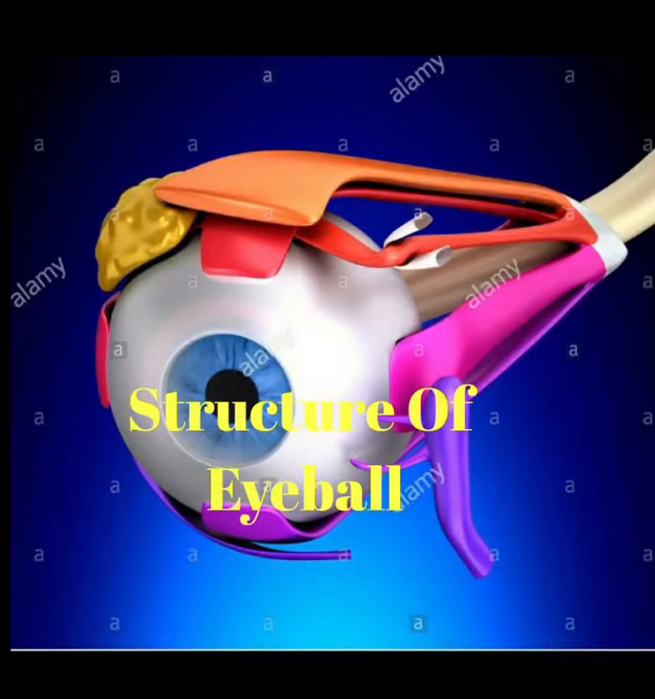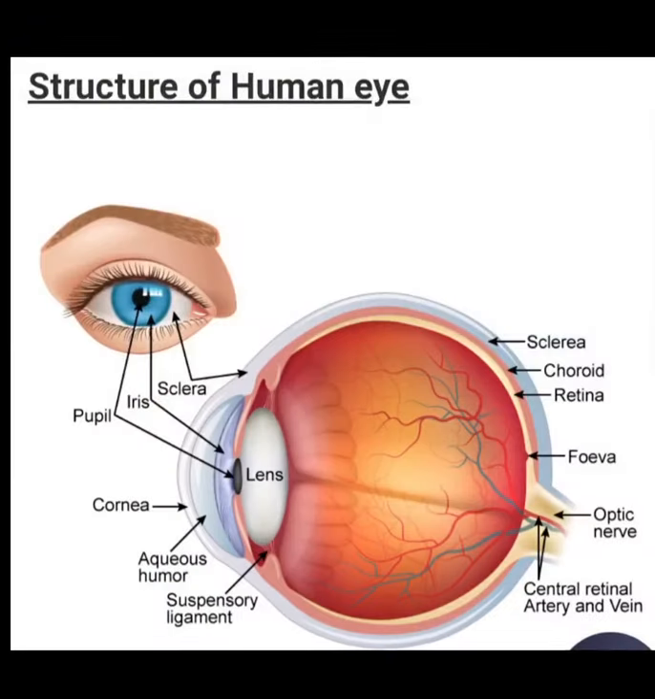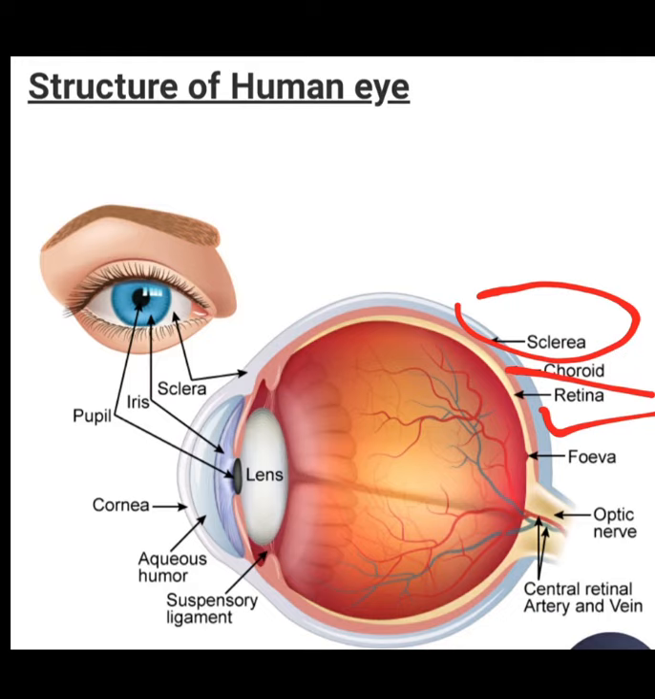Structure of the eyeball. The wall of the eyeball is made up of three concentric layers: the outermost sclerotic layer, or sclera, the middle choroid, and the innermost retina. We are going to discuss them in detail one by one. Starting with the outermost layer, that is the sclerotic layer.